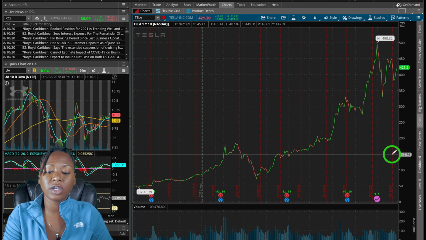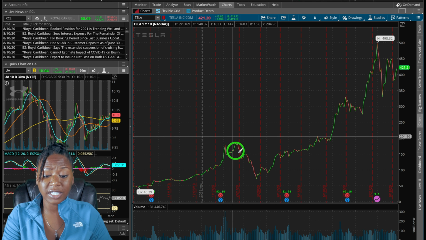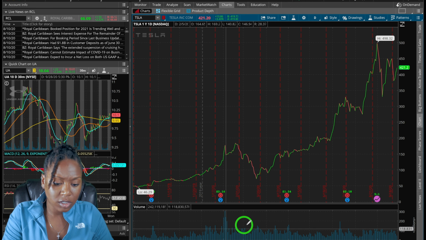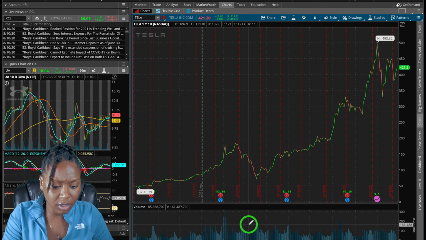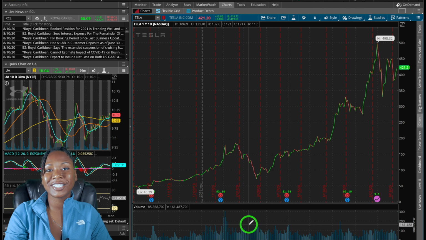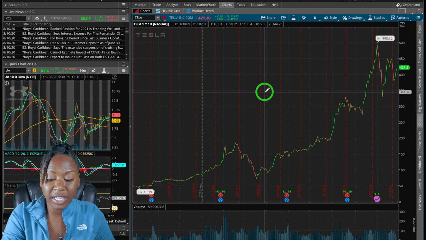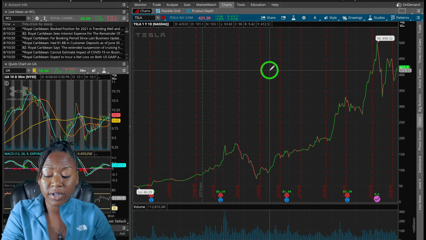All you have right here is literally just the price, and it shows green when it's in an uptrend and red when it's in a downtrend, and then down here you have your volume. The volume right here is around 85 million plus. So that lets you know how popular Tesla is. Go Tesla.